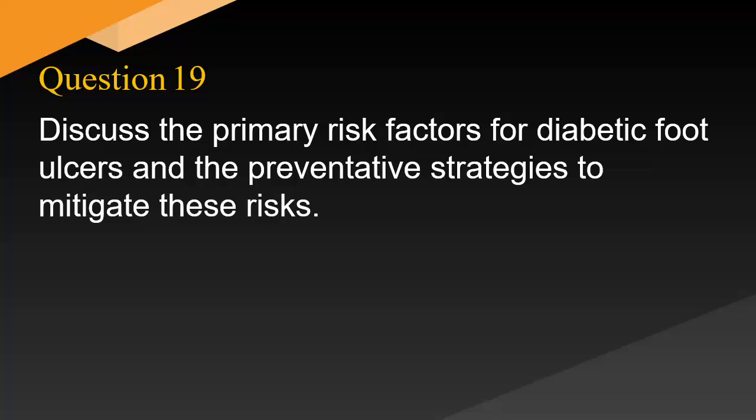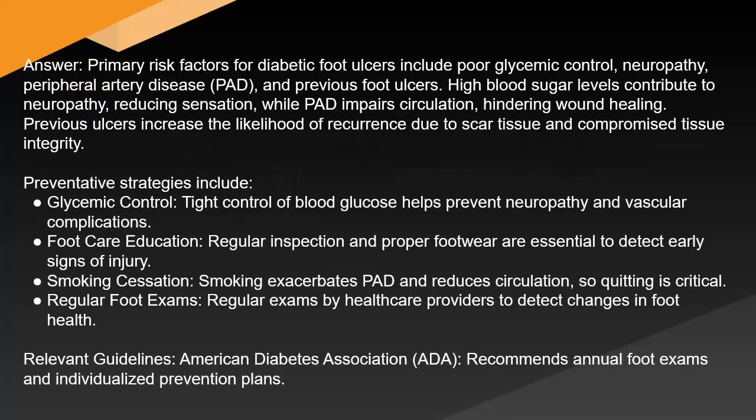Discuss the primary risk factors for diabetic foot ulcers and the preventative strategies to mitigate these risks. Answer. Primary risk factors for diabetic foot ulcers include poor glycemic control, neuropathy, peripheral artery disease, PAD, and previous foot ulcers. High blood sugar levels contribute to neuropathy, reducing sensation, while PAD impairs circulation, hindering wound healing. Previous ulcers increase the likelihood of recurrence due to scar tissue and compromised tissue integrity.